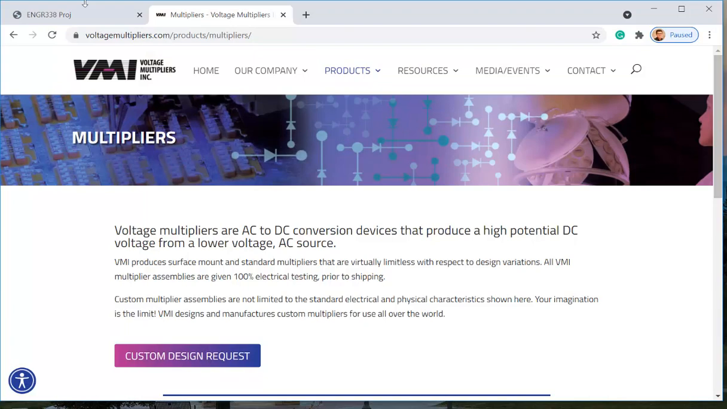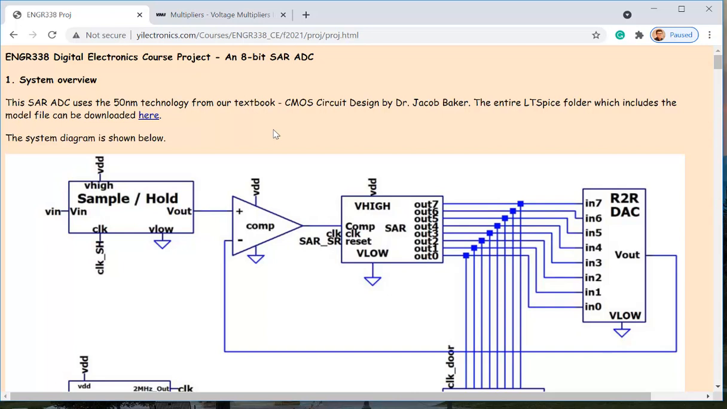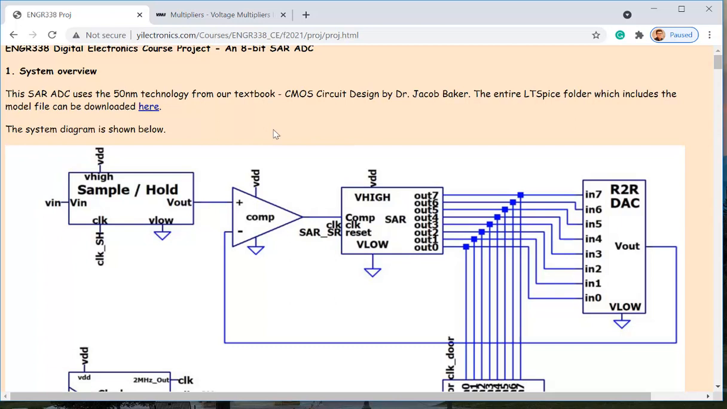Okay, so today let's look at the course project. Hopefully, I can use 2 lectures to get it done.